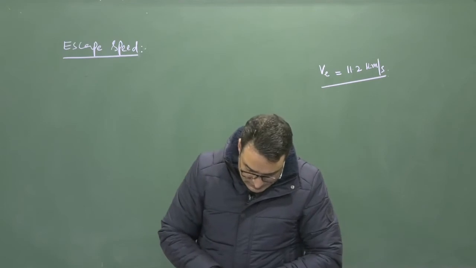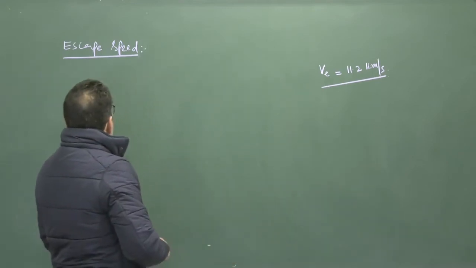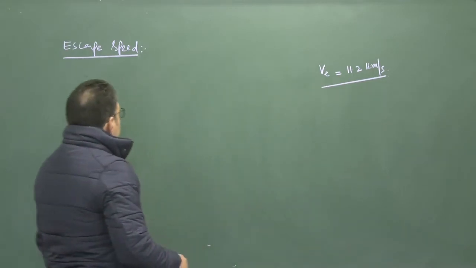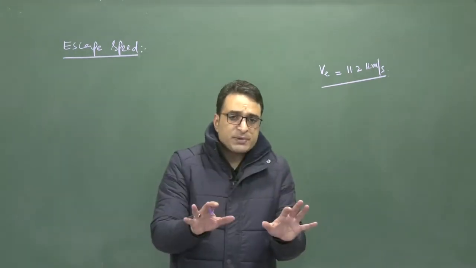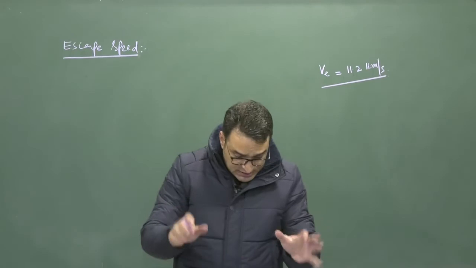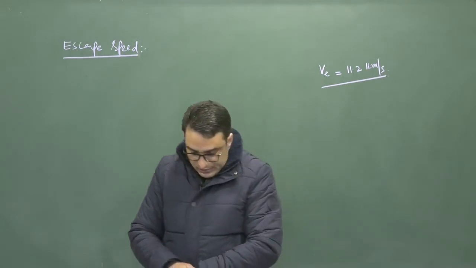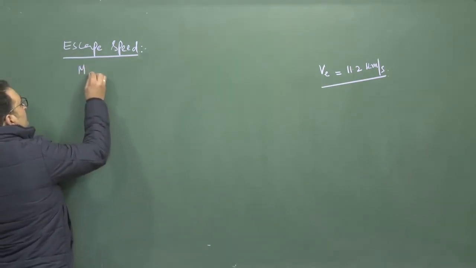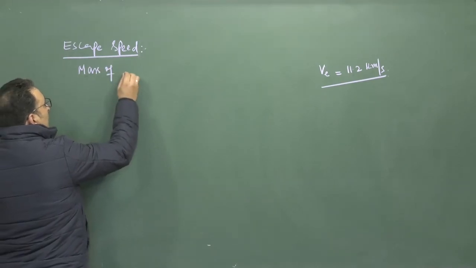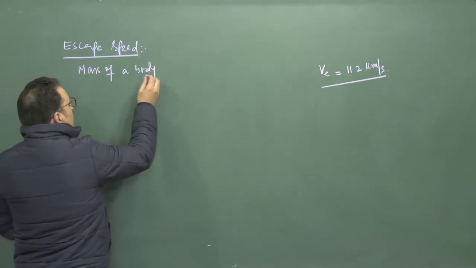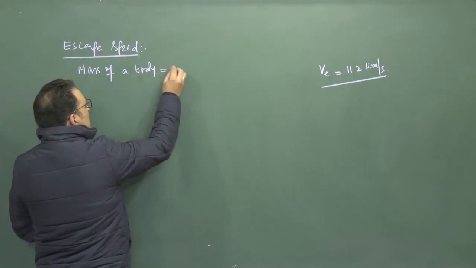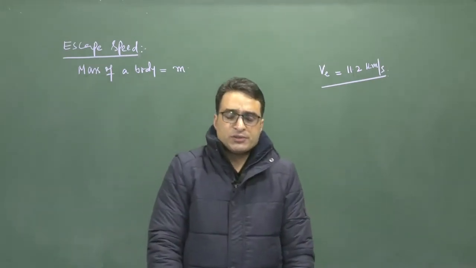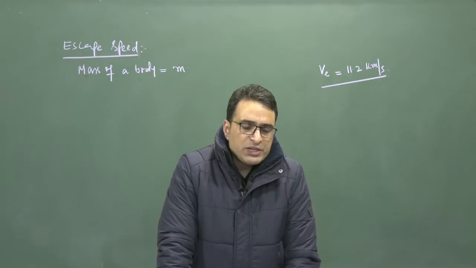Now, let me derive the expression for the escape speed. Let me derive an expression for the escape speed from a point on the Earth's surface. Now, let me take the mass of a body which has to escape from the surface of Earth. This has small m.